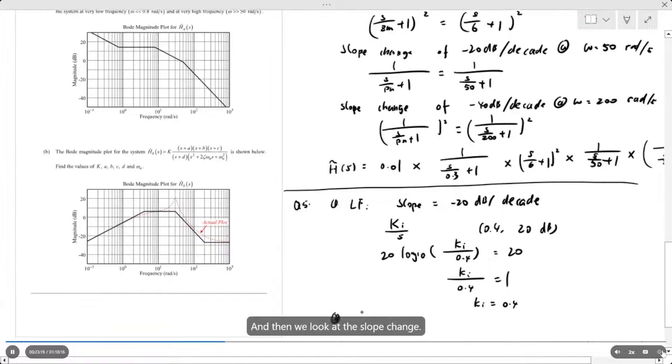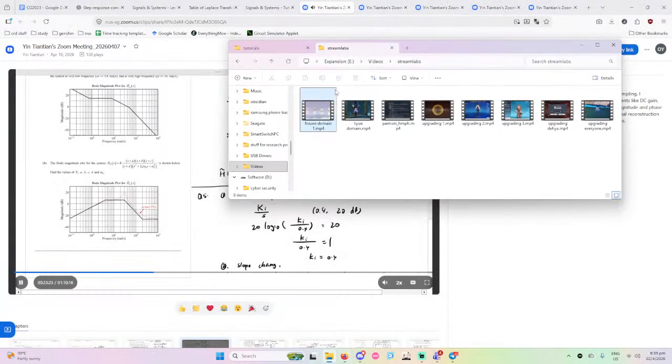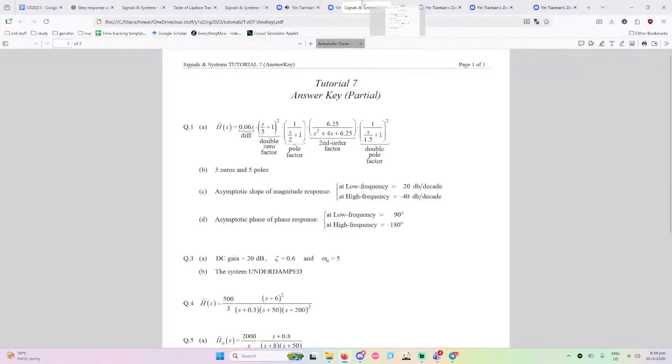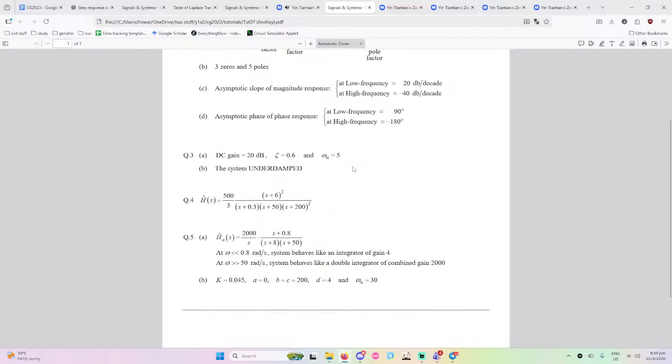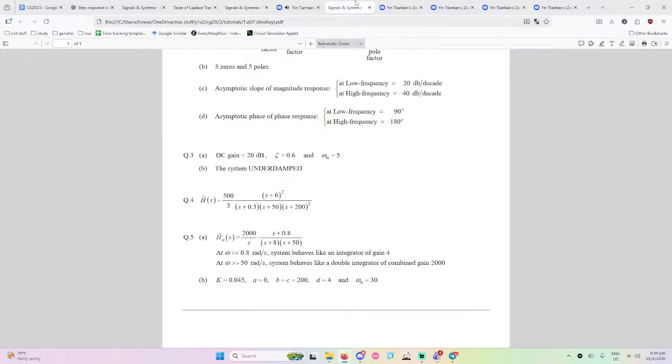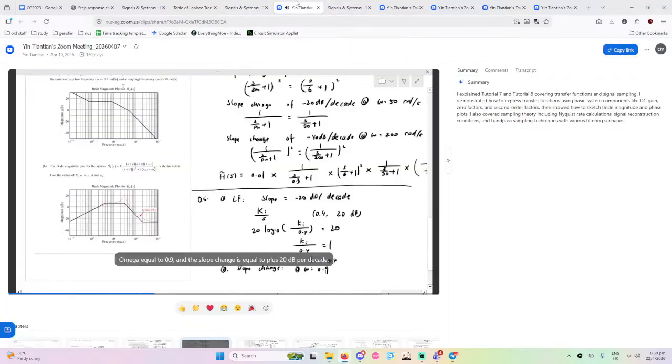And then we look at the slope change. So the first slope change happens here. Oh, very hard to see. So it is equal to 0.2, 0.3, 0.4, 0.5, 0.6, 0.8, 0.9. Okay, it happens at omega equal to 0.9, and the slope change is equal to plus 20 dB per decade.